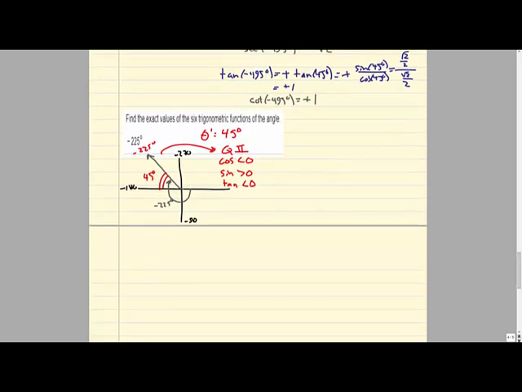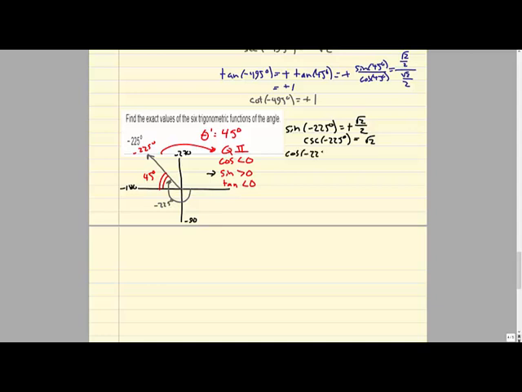Okay, so let's set these up. Let's look at the sine of negative 225, which is going to be a positive square root of 2 over 2. It's positive because I'm in the second quadrant where sine is positive, and the reference angle is 45 degrees, so the sine of 45 degrees is square root of 2 over 2. I would also know the cosecant of negative 225 would be the square root of 2. I'd flip this, and then I would rationalize the denominator.